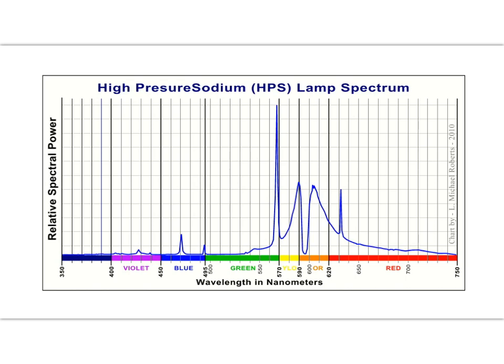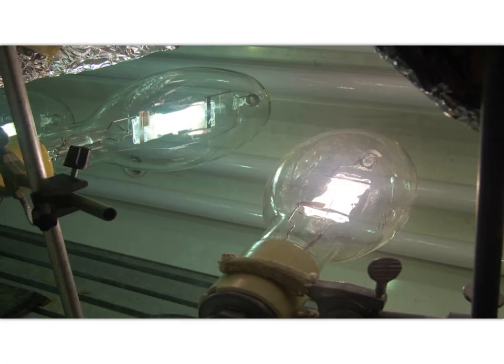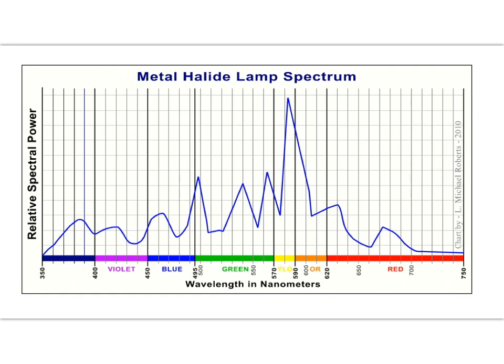High-pressure sodium lamps produce a rather broad light spectrum. The second type of high-intensity discharge lamp is the metal-halide. Metal-halide lamps produce a broad light spectrum, just a little bit better than the sodium lamps.